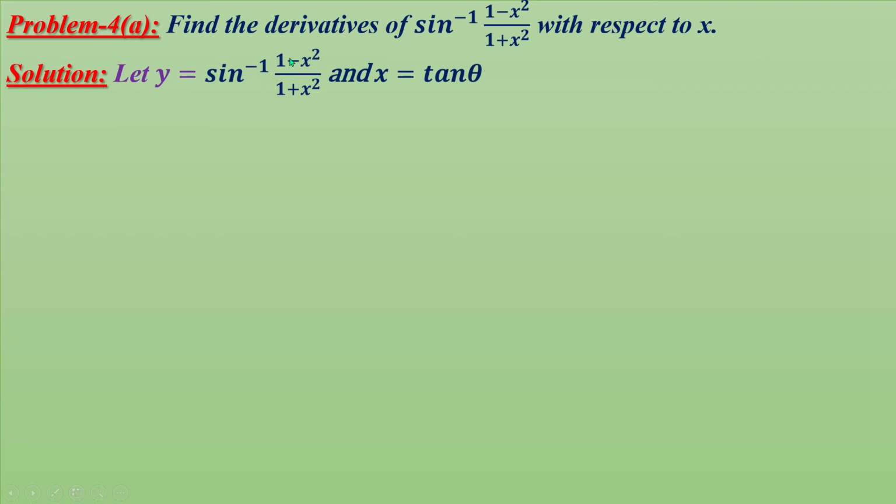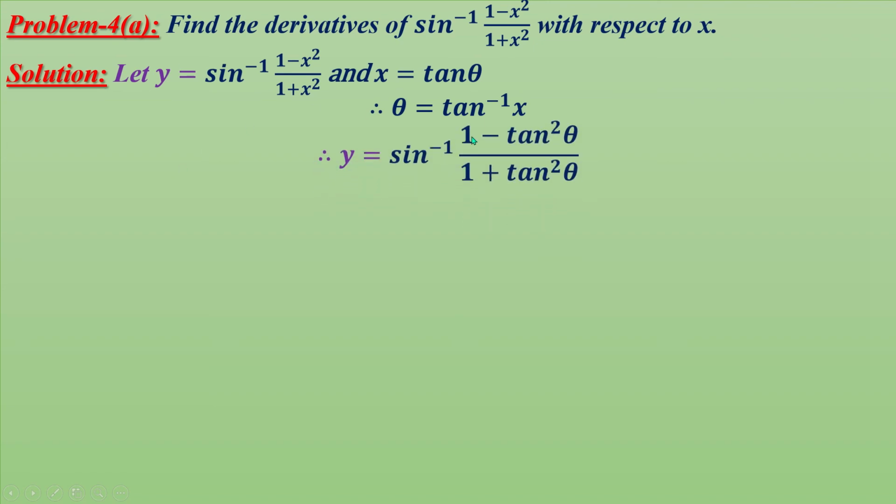Let y is equal to sin inverse of (1 minus x square) by (1 plus x square), and x is equal to tan theta. Therefore theta is equal to tan inverse x. Therefore y is equal to sin inverse of (1 minus tan square theta) divided by (1 plus tan square theta). From trigonometry we know (1 minus tan square theta) divided by (1 plus tan square theta) is equal to cos 2 theta. That means sin inverse cos 2 theta.